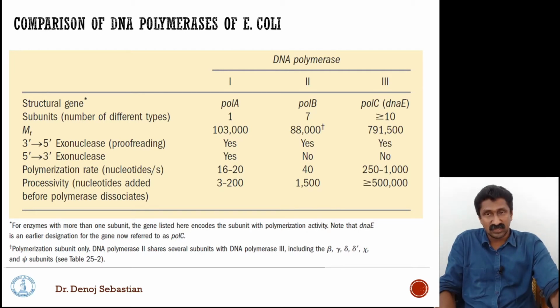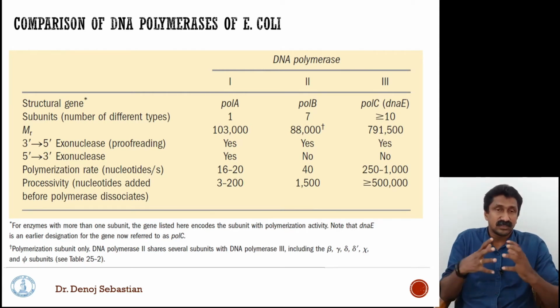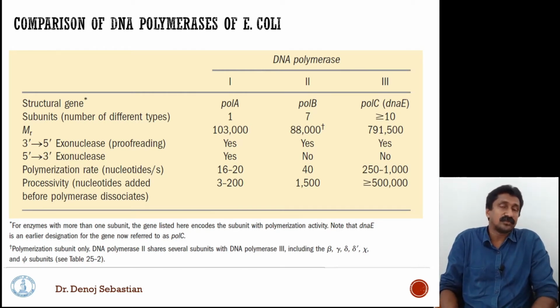But anyway, you have to understand that the 3' to 5' exonuclease activity, or proofreading activity, is present in all three different DNA polymerase enzymes.